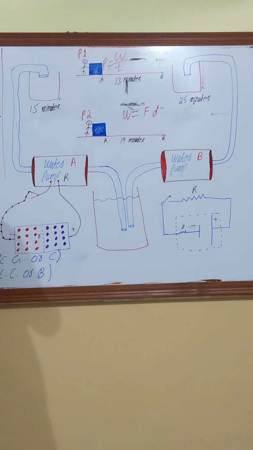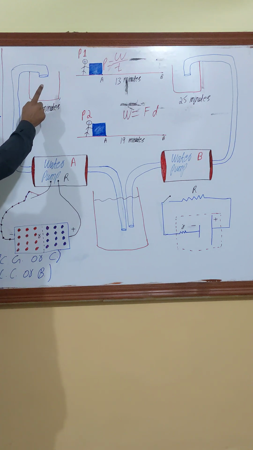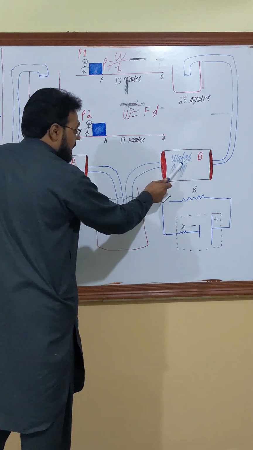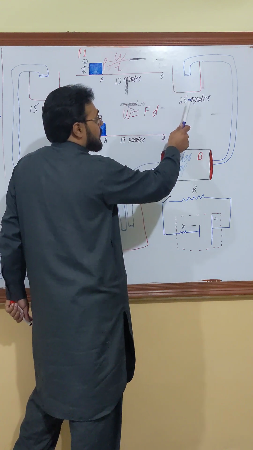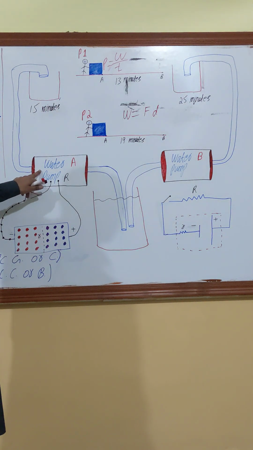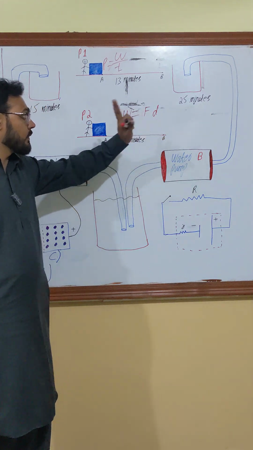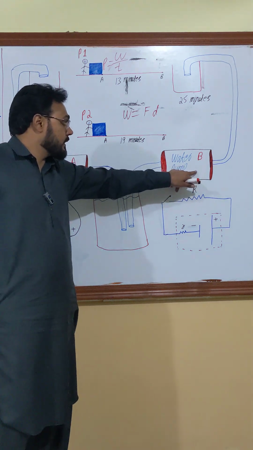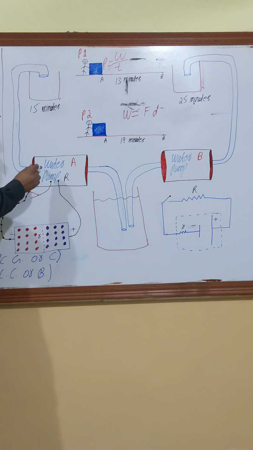Now when the water pump is turned on, it will fill this water tank at the first floor in 15 minutes. And the water pump B fills this same tank in 25 minutes. Both water pump A and water pump B did the work, same work, but water pump A completed in 15 minutes and the same work water pump B completed in 25 minutes. Water pump A has more power because it took less time.